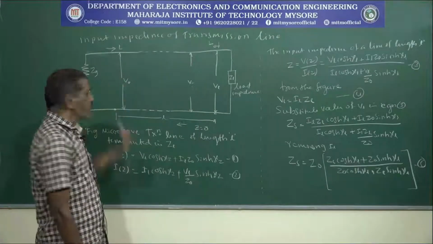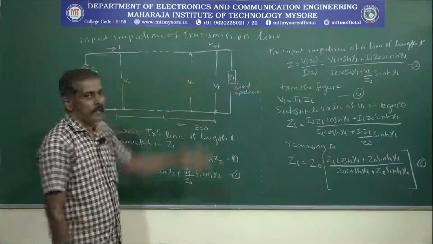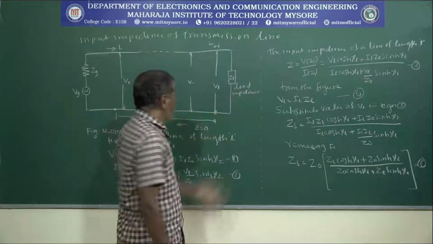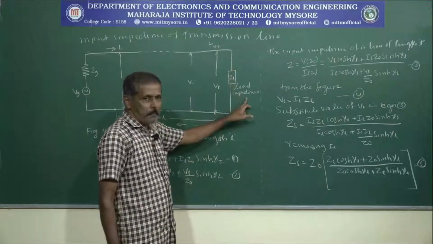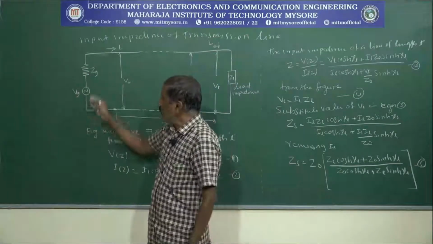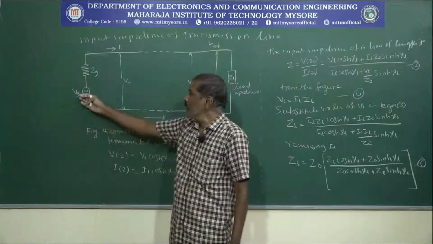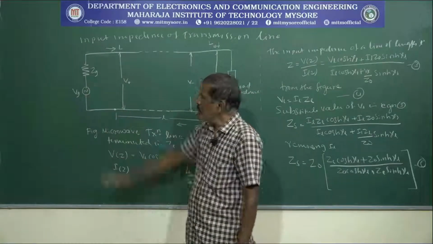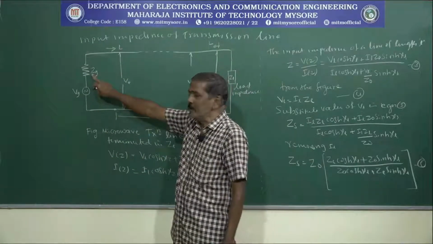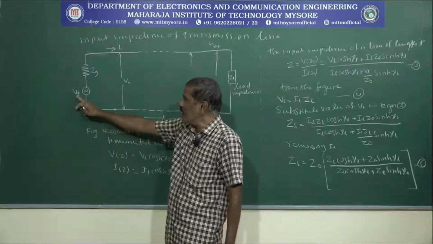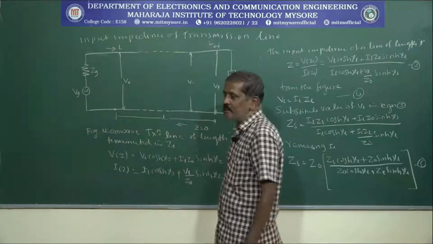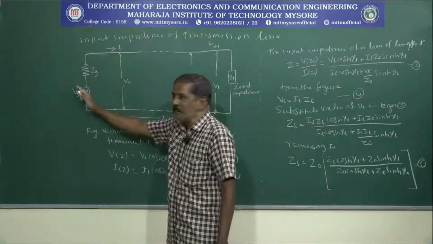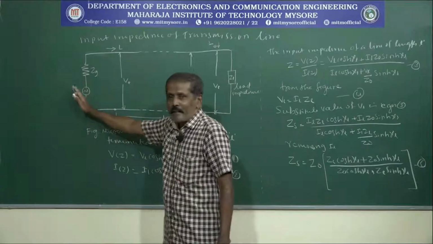For this purpose, let us consider this particular circuit, a transmission line, and this is the input side and this is the output side. The output is terminated with the load impedance ZL, and the input is connected with a generator. The generator voltage is represented by Vg, and Zg is the generator impedance.